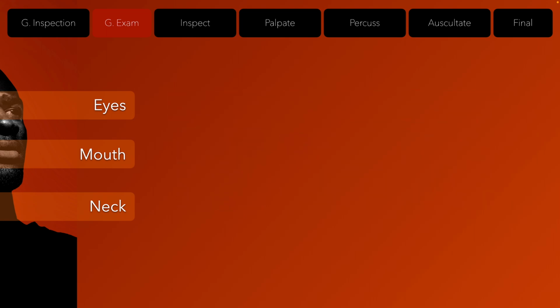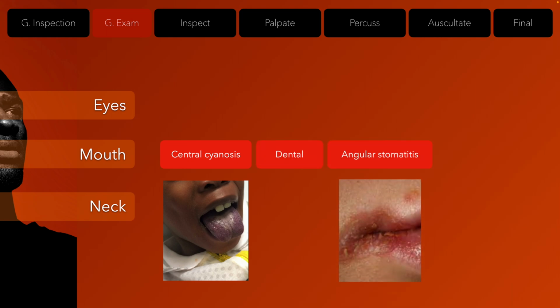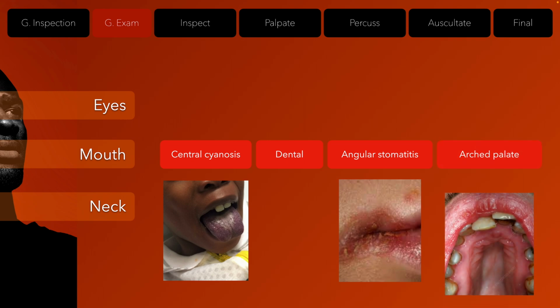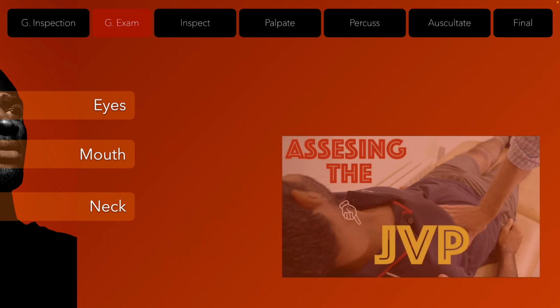When it comes to the mouth, we're thinking about central cyanosis, which you can see on the tongue, but have them lift the tongue to the roof of their mouth so you can see the venous plexus underneath. Normal dentition, angular stomatitis, and an arched palate. All of these things are leading you to think this patient might have something going on with their cardiovascular system.